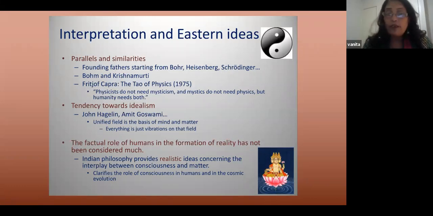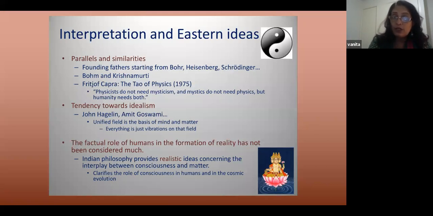Parallels and similarities: the founding fathers, the people who actually founded quantum physics, Bohr, Heisenberg, Schrödinger, Bohm, and Krishnamurti, and Fritjof Capra, The Tao of Physics in 1975. Physicists do not need mysticism, and mystics do not need physics. But humanity needs both, which means physics, physical examination, and mysticism, what you interpret by identifying with the physical aspect and a tendency towards idealism.